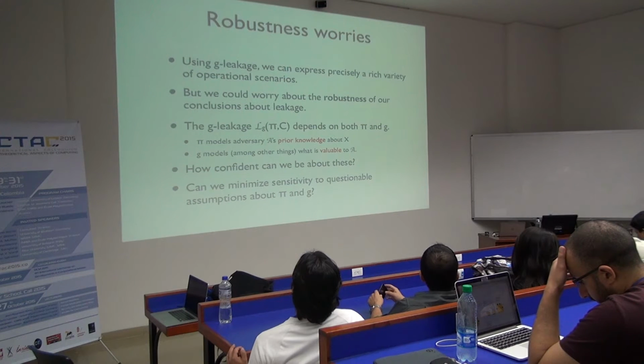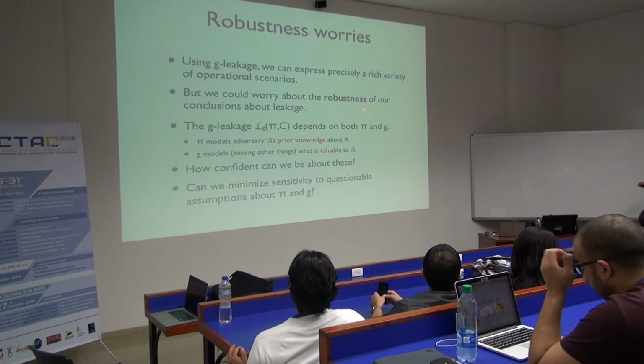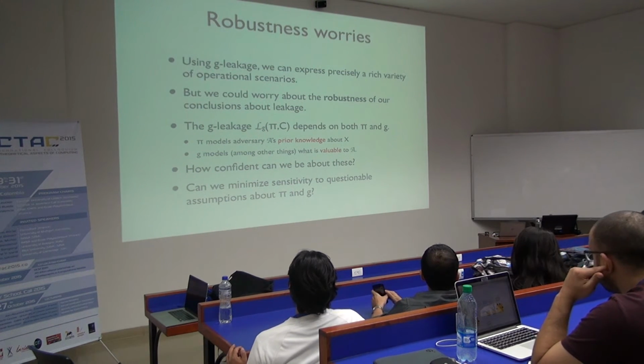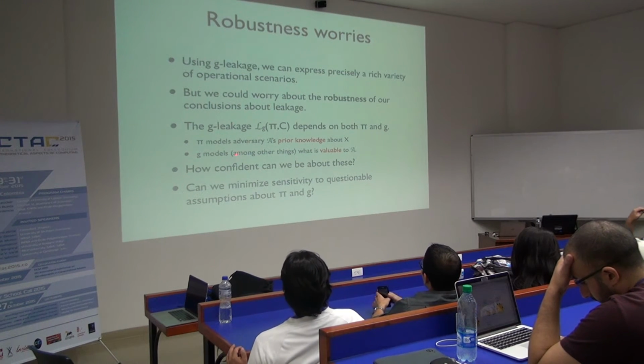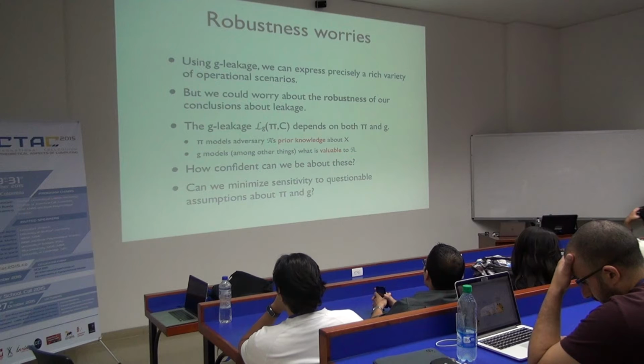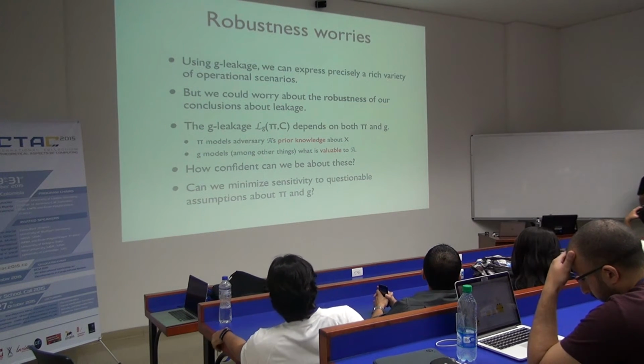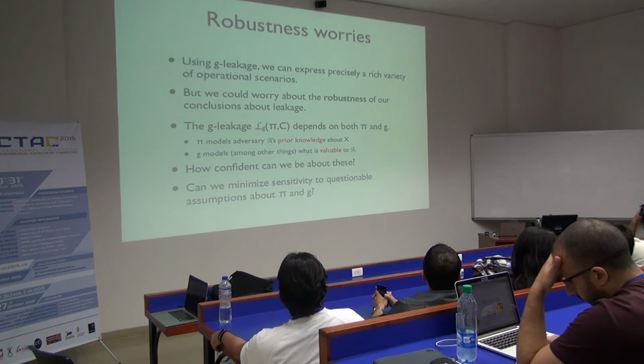attackers. But then, of course, every time you do that, you could worry about how robust your conclusions about leakage are, right? So essentially now I have a leakage measure that depends on two things. It's a function of the prior and a function of the gain function, all right? So the prior models the prior knowledge of the adversary, and G models other things: what is valuable to the adversary, or what is precious to us, what we care about losing.